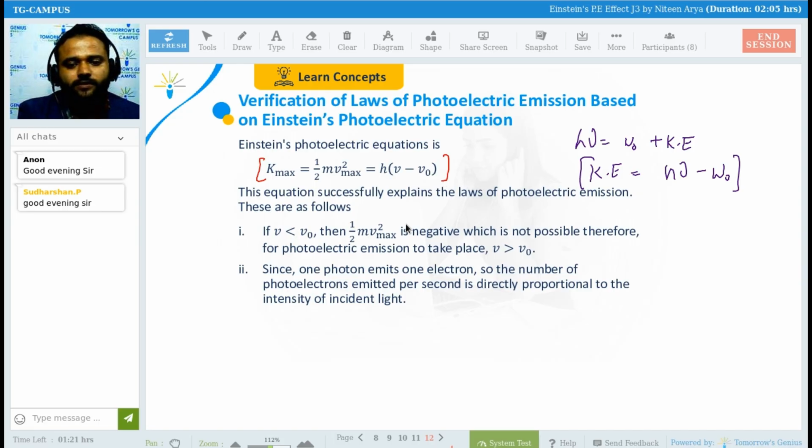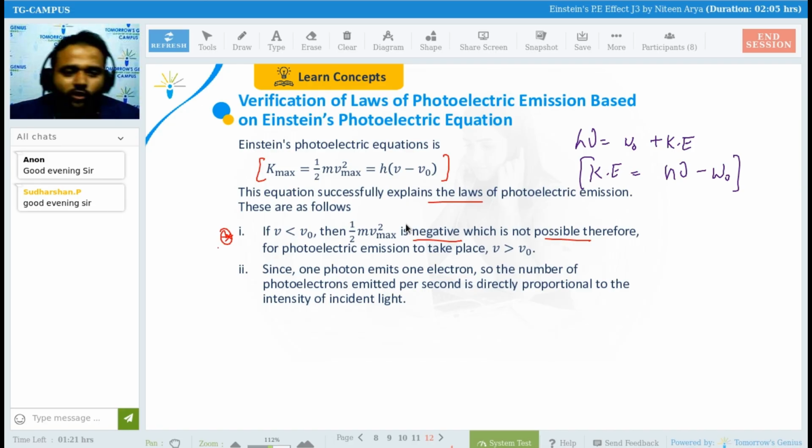This equation successfully explains the laws of photoelectric emission. These are as if nu equals nu naught. We already did this, let's revise. If nu equals nu naught, then half mv square is negative, which is not possible. Why? You cannot get negative kinetic energy ever. If you get it, you are doing some mathematics wrong.